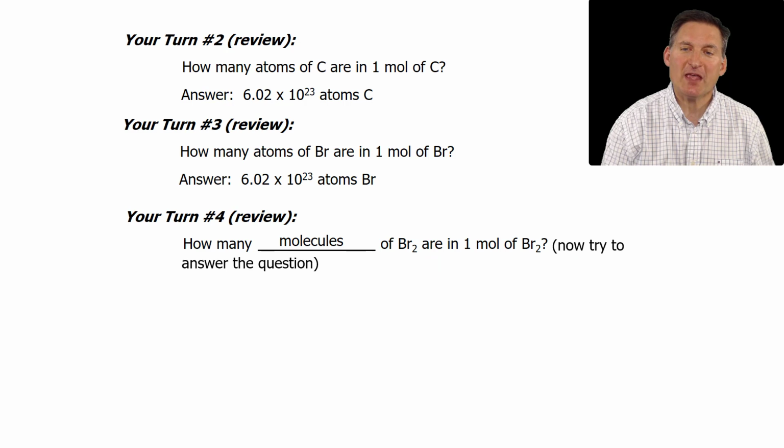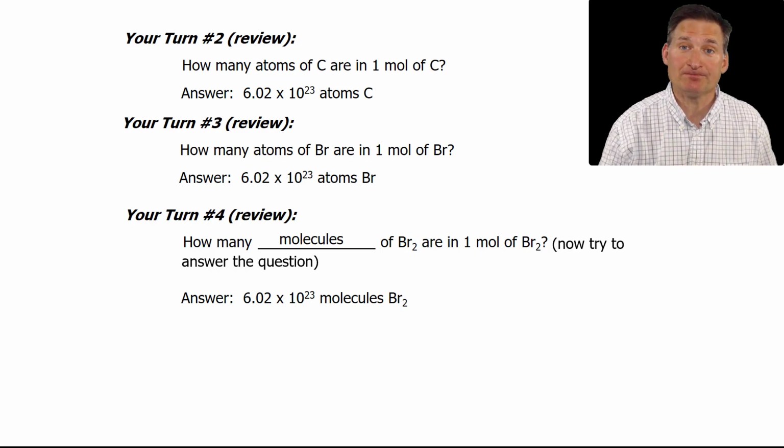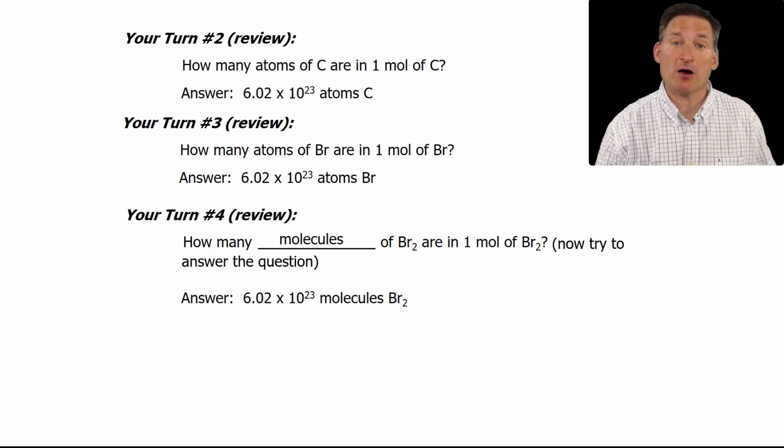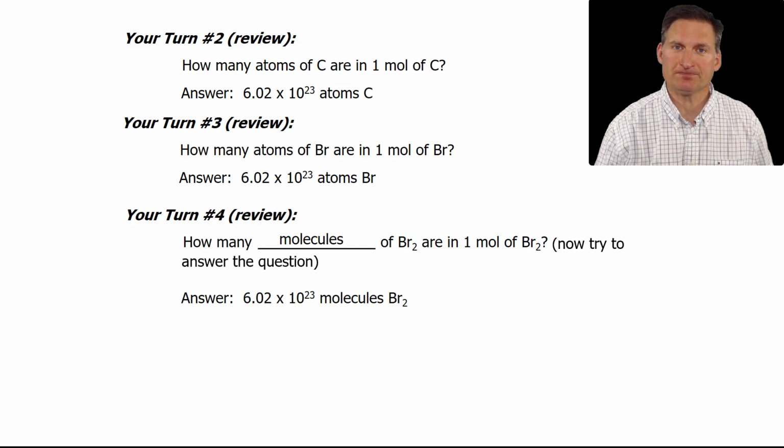Stop the video again and now answer the question. How many molecules of Br2 are in 1 mole of Br2? Again, 6.02 times 10 to the 23rd. 1 mole of anything is 6.02 times 10 to the 23rd of the fundamental particles of whatever you're talking about. And for monatomic Br, you're talking about atoms. For diatomic Br2, you're talking about molecules.